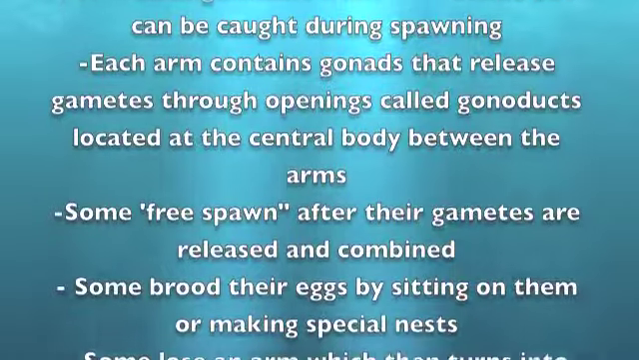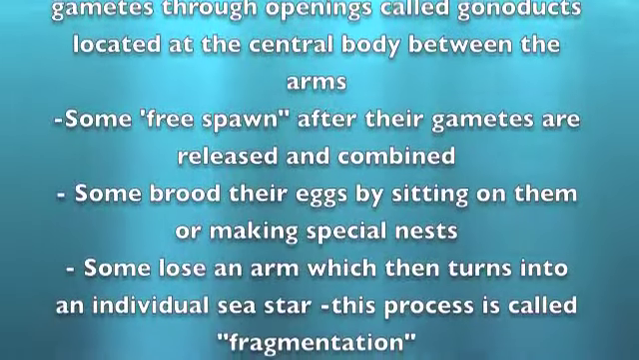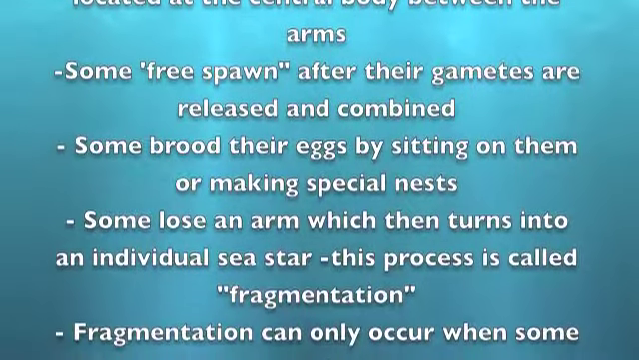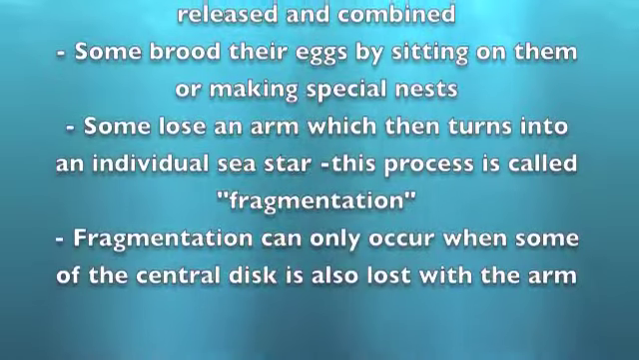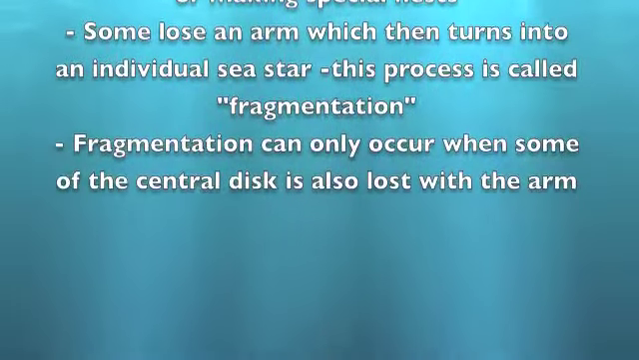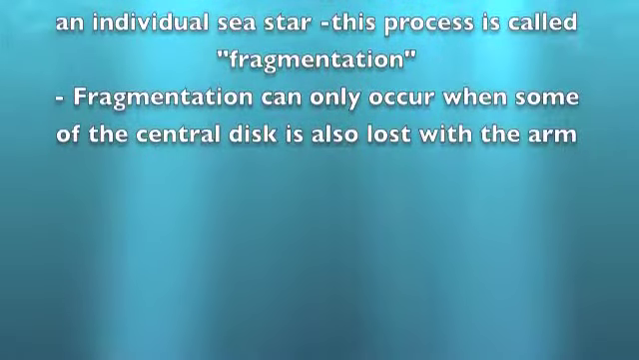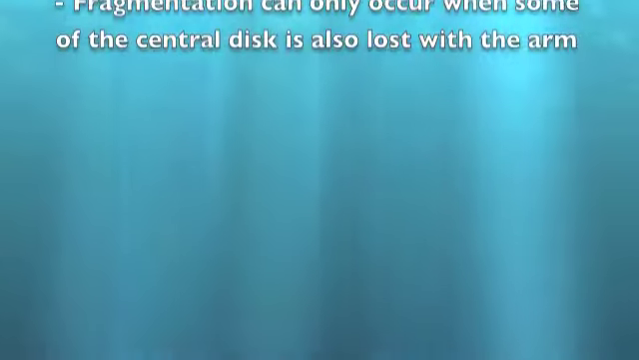Fertilization and free spawning takes place externally when both males and females release their gametes and the two combine. Some brood their eggs by sitting on them or by making special nests. Some lose an arm, which then turns into an individual sea star, using fragmentation, but that can only happen if part of the central disk is also dislocated. Stars born from fragmentation usually skip the larval phase and go straight to being mini starfish.